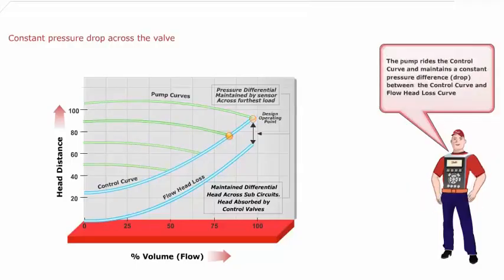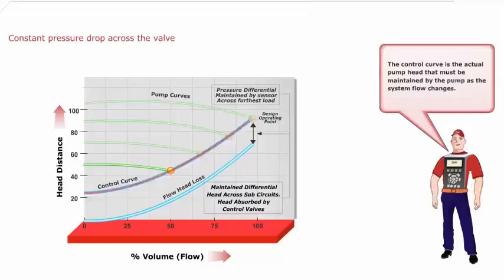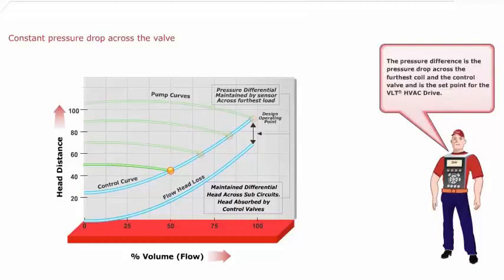The pump rides the control curve and maintains a constant pressure difference between the control curve and flow head loss curve. The control curve is the actual pump head that must be maintained by the pump as the system flow changes. The pressure difference is the pressure drop across the furthest coil and the control valve, and is the set point for the VLT HVAC drive.